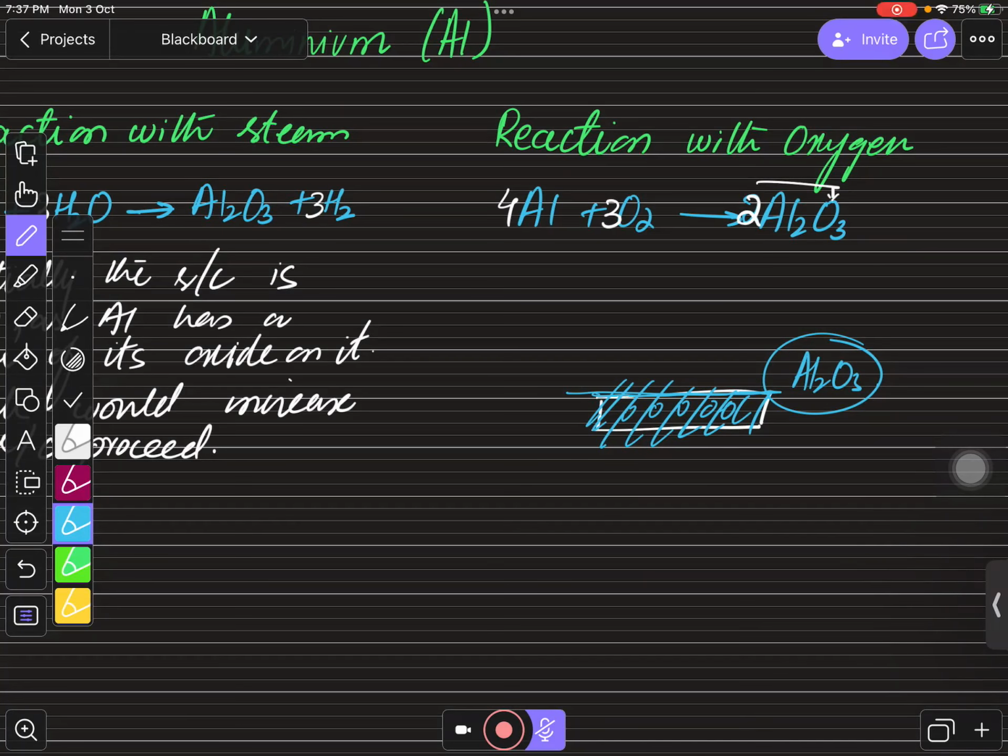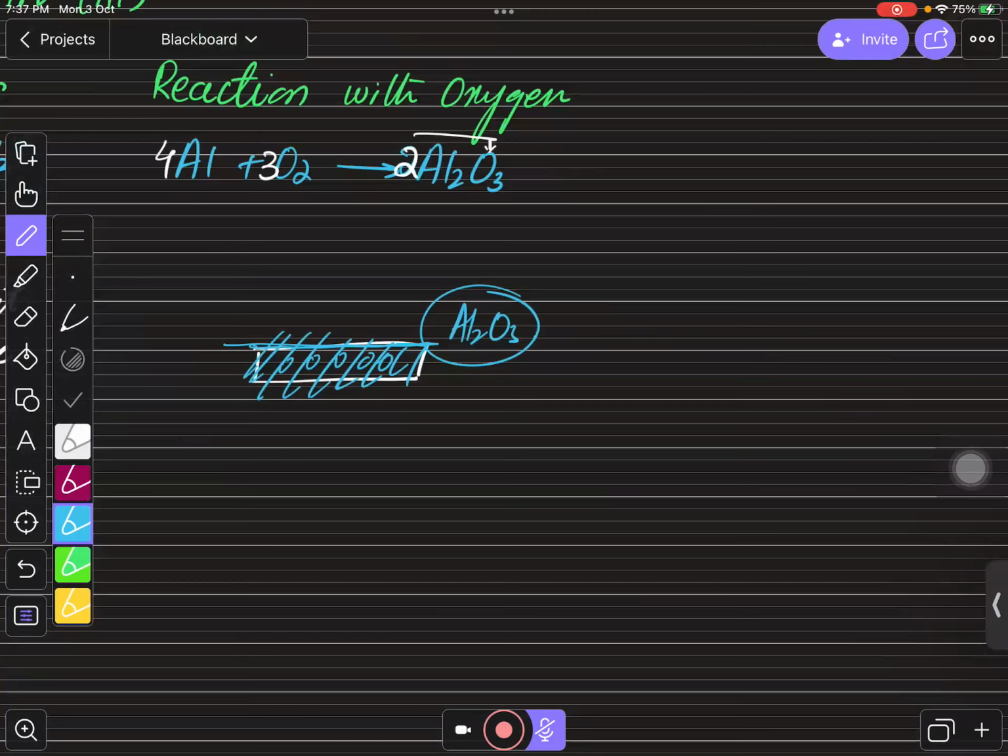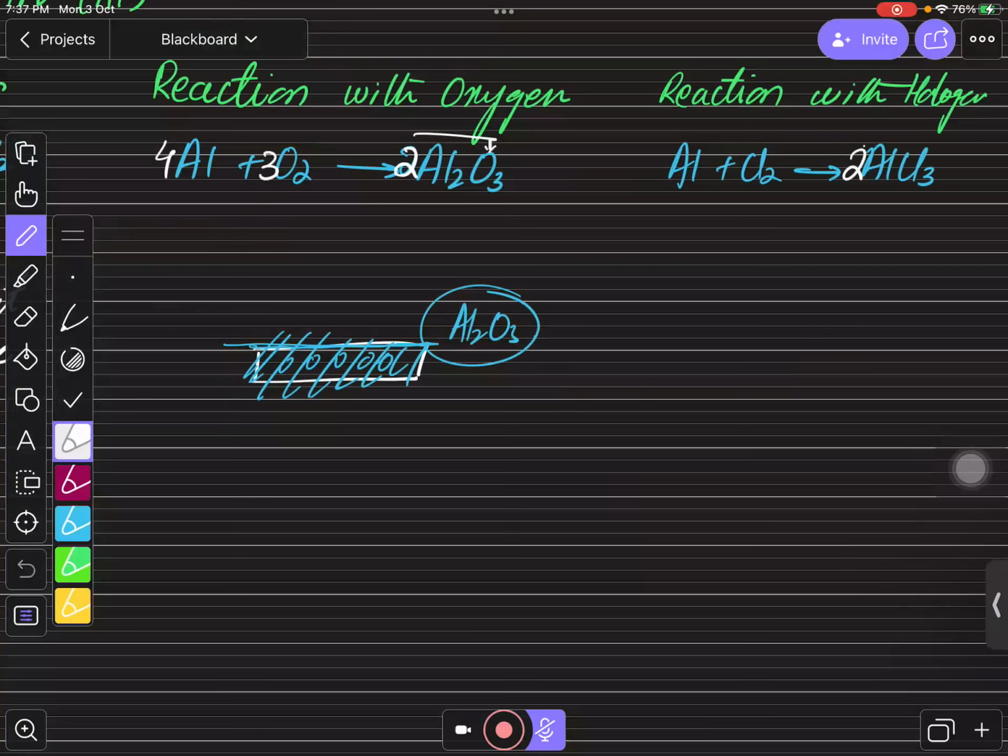Then we have the reaction with halogens, or you can simply write reaction with fluorine, whatever you want, but the reaction will remain the same. The reaction will be aluminum reacting with chlorine to give aluminum chloride. For the balancing, I am writing 2 over here, so it will be an even number. We can write 3 over here and 2 over here. Is that right?